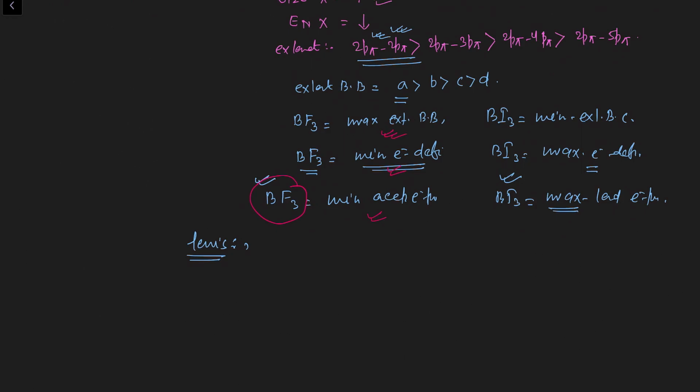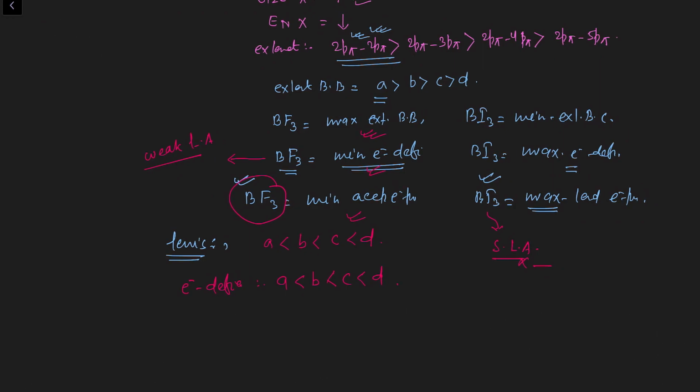So what is the order of Lewis acidic character? A will be less acidic than B, then C, then D. And what is the order of electron deficiency? The electron deficiency will be in the same order: A will be less deficient than B, then C, then D. So now we can say that BF3 is a weak Lewis acid, and BI3 is a strong Lewis acid. I hope that everyone is understanding this discussion.